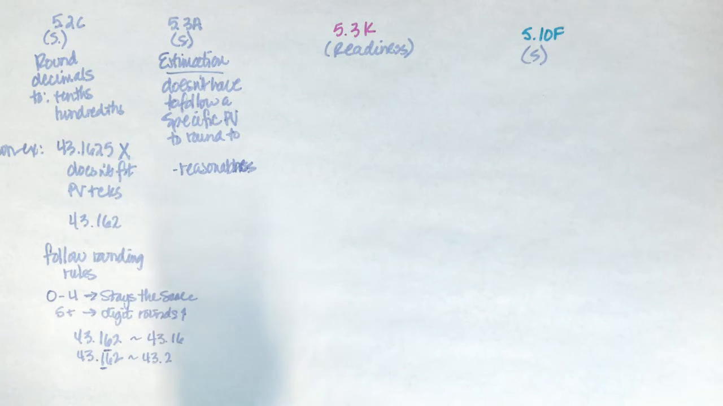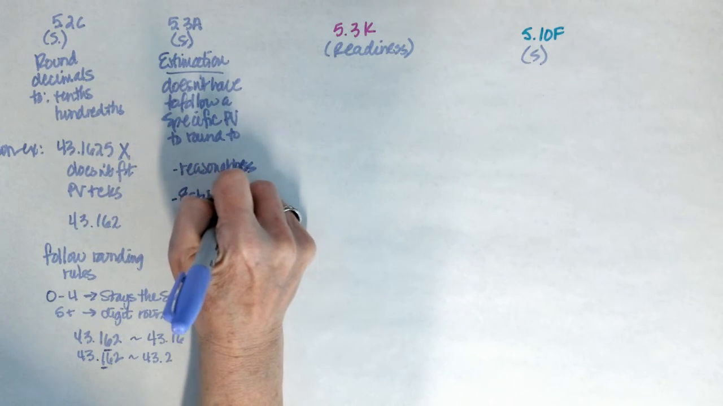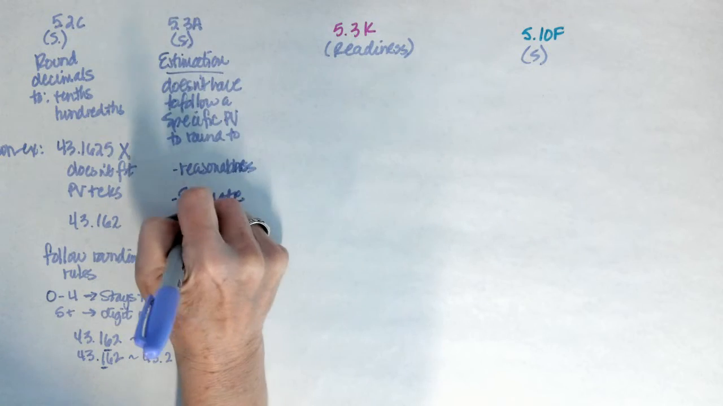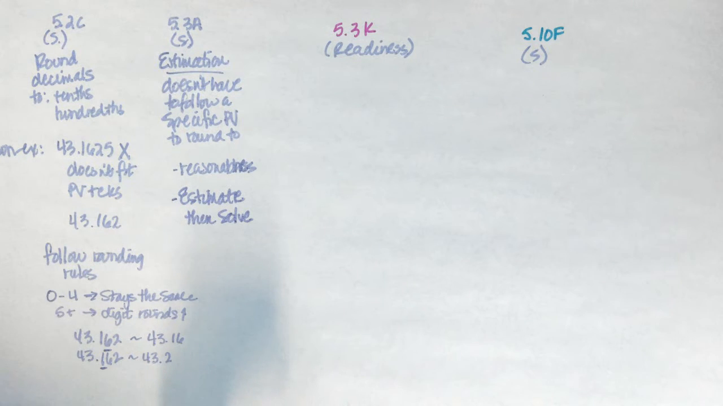Some important things about estimating. If I'm given a list of prices and I'm asked to estimate a total of those, I'm going to round before I solve. So I estimate my prices, then solve. Think about that in a real world setting for a second. If you went to the grocery store and you wanted to know about how much your groceries were going to cost, you wouldn't total them up to the exact price on your calculator and then round that number, because you already know the exact. Why would you need an estimate anymore? You already know the exact total.